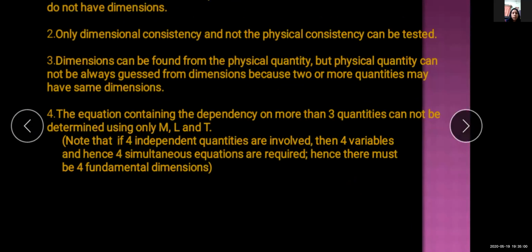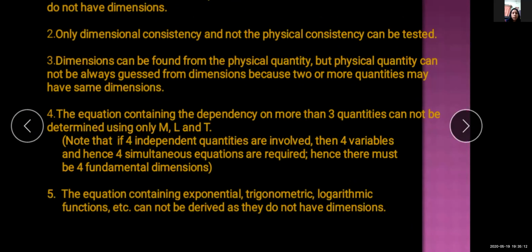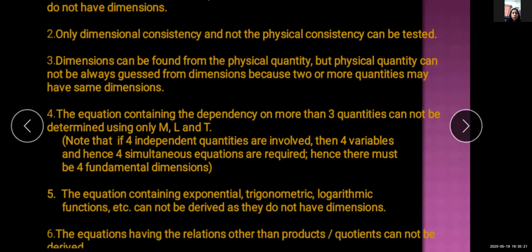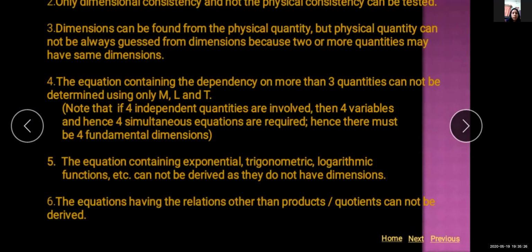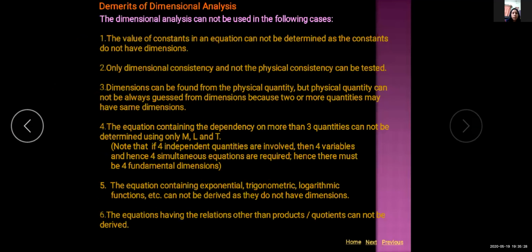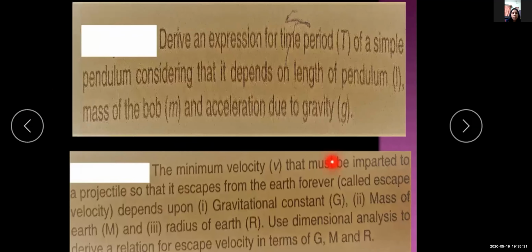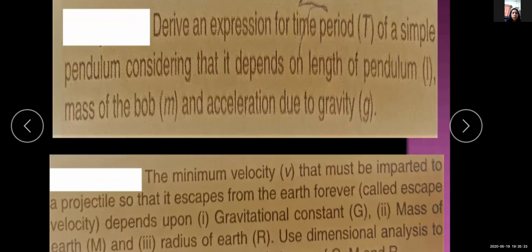Note that if 4 independent quantities are involved, then there are 4 variables and hence 4 simultaneous equations are required. Hence, there must be 4 fundamental dimensions. And equations containing exponential, trigonometrical, logarithmic functions, etc. cannot be derived as they do not have dimensions. And the sixth point is that an equation having a relation other than products and quotients cannot be derived. These are some problems related to these topics.